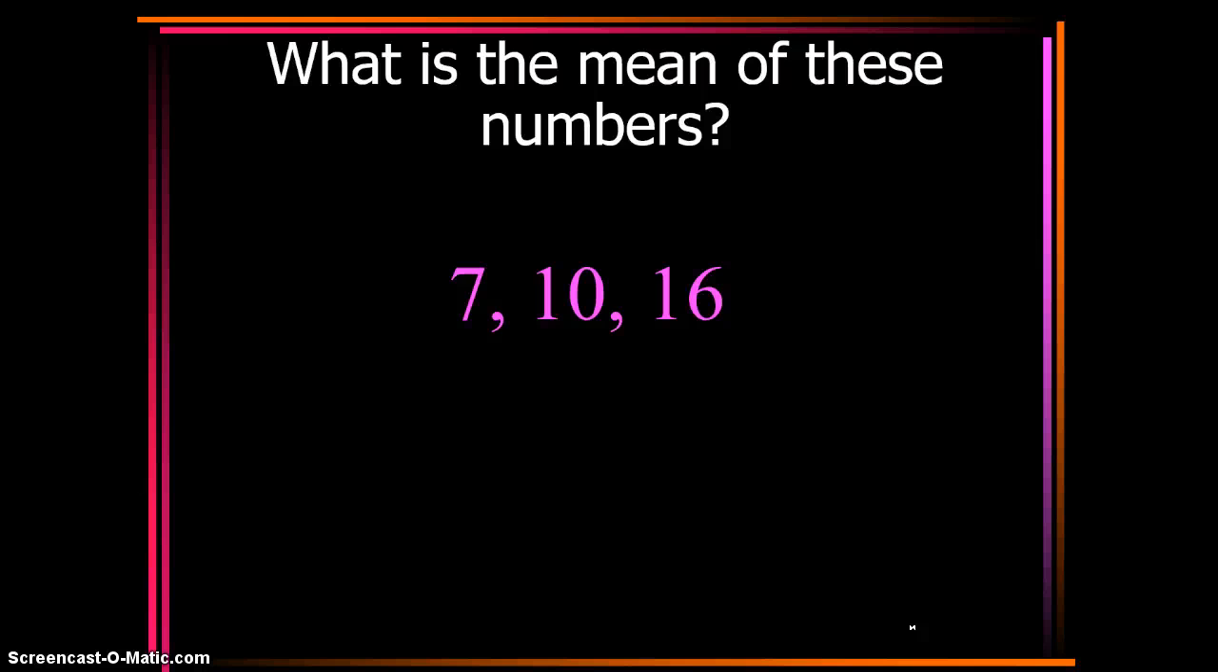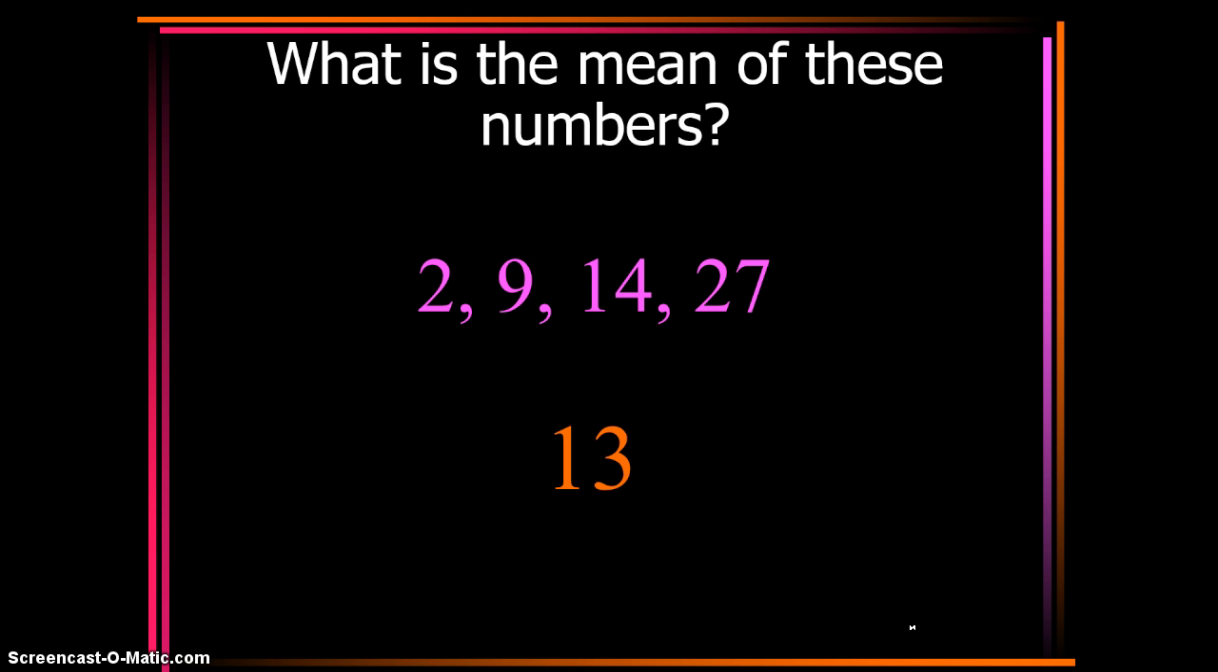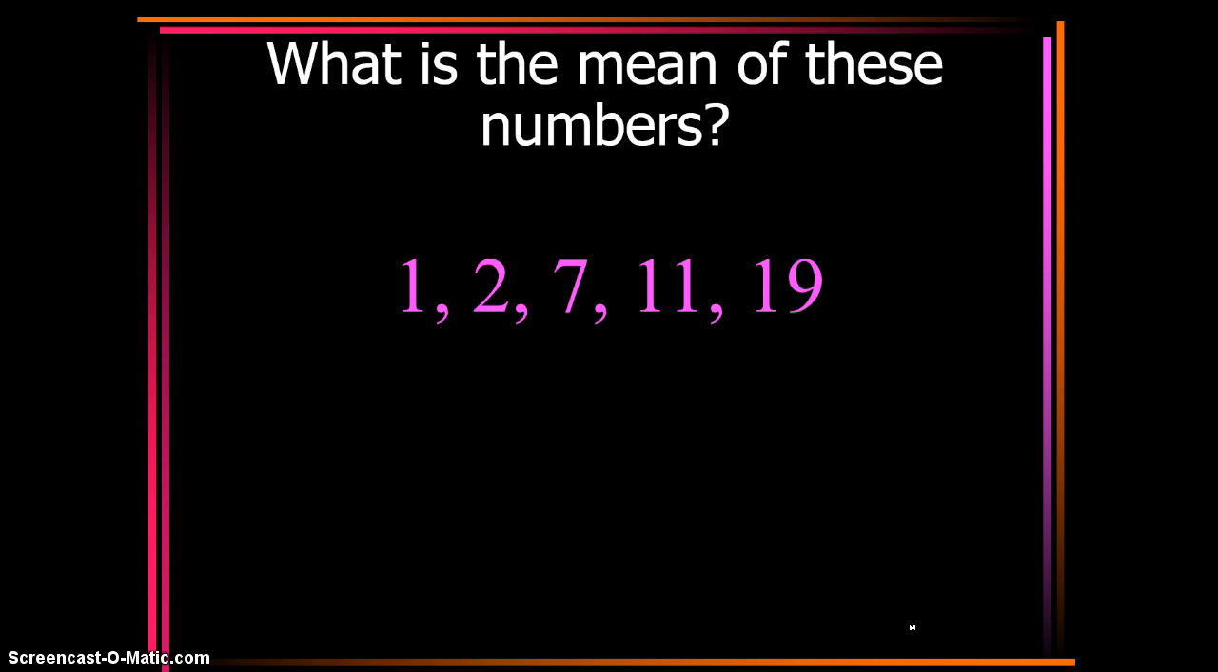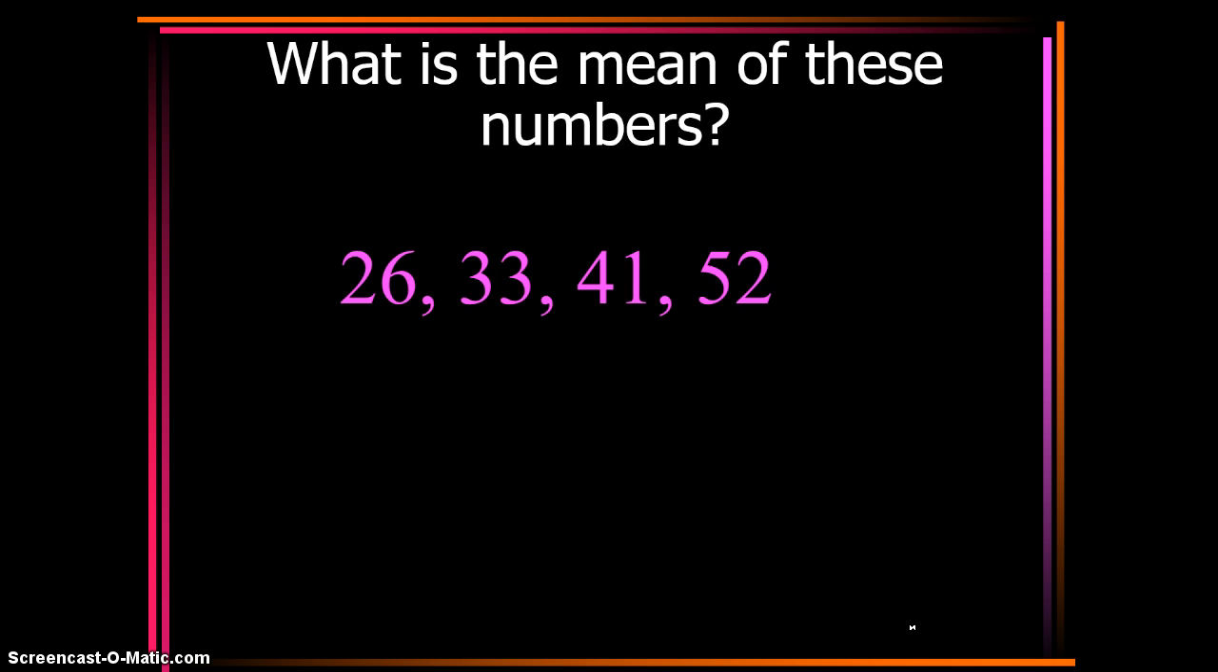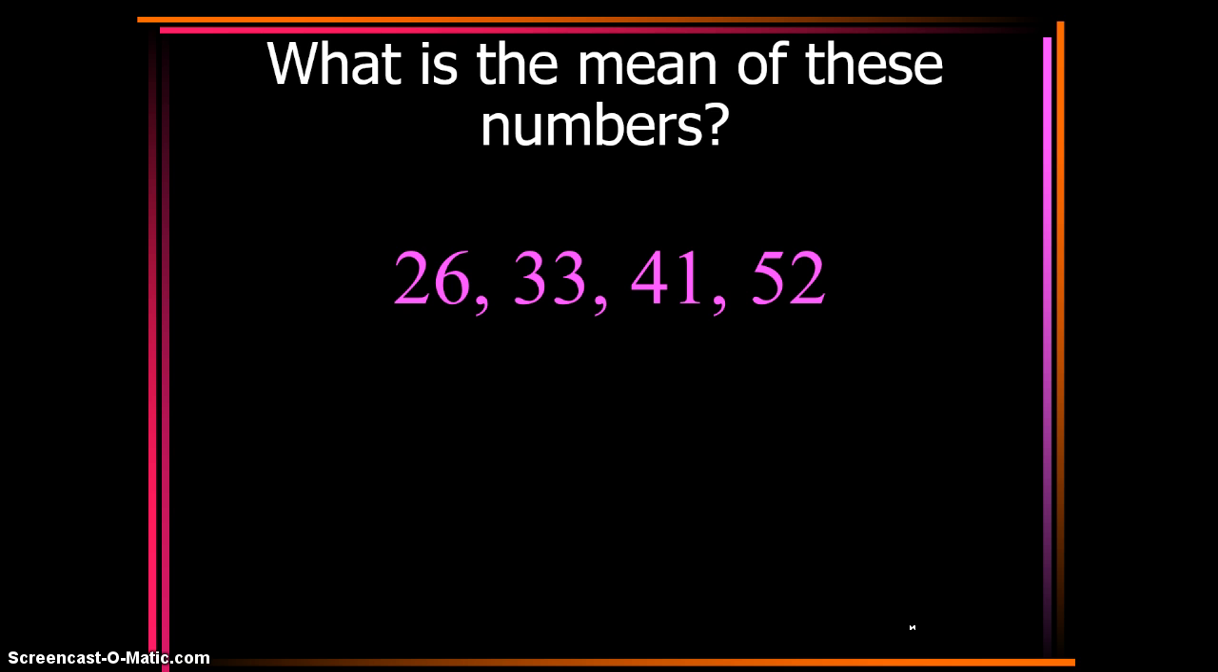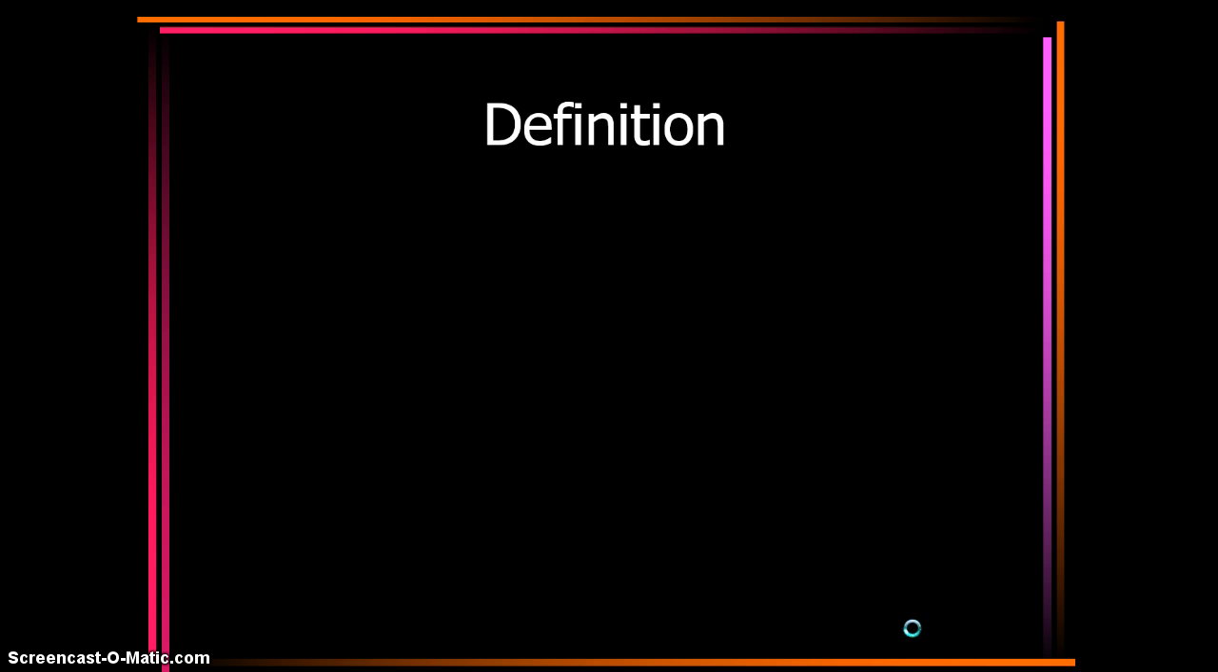Okay, for this set, you should have gotten 11. For this set of numbers, our mean, once you add them together and divide by 4, is 13. Here, when you add those 5 numbers together and divide by 5, you should have gotten a mean of 8. And here, when you have those 4 numbers and you add them together and divide by 4, you should have gotten a mean of 38.